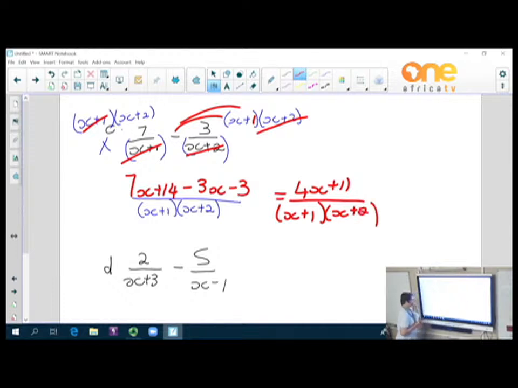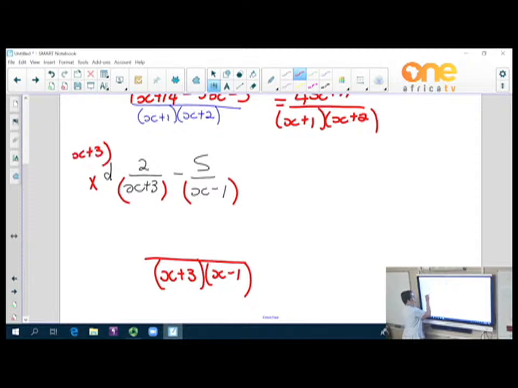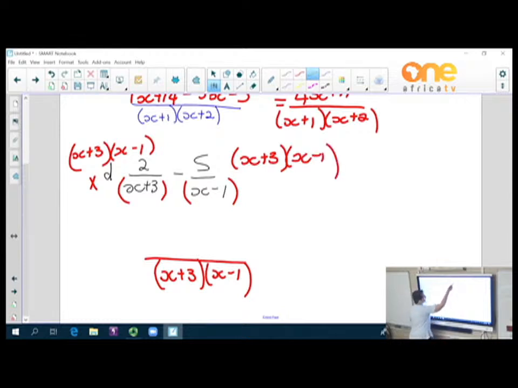X plus 1, x plus 2. Number D. Brackets. Use those brackets. What is the LCM? I multiply the 2, x plus 3 times x minus 1. So we multiply with the LCM of x plus 3, x minus 1. And here we multiply with x plus 3, x minus 1, and cancel. So if we cancel now, this is what will cancel out.